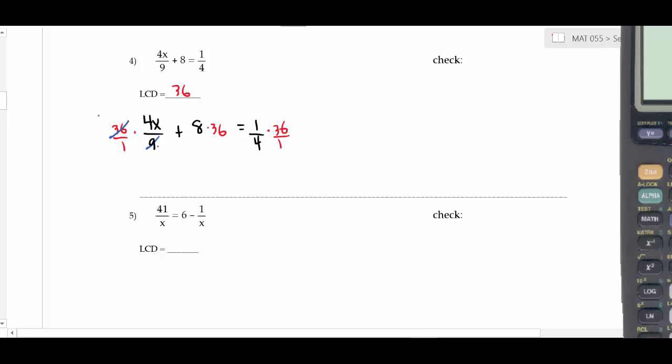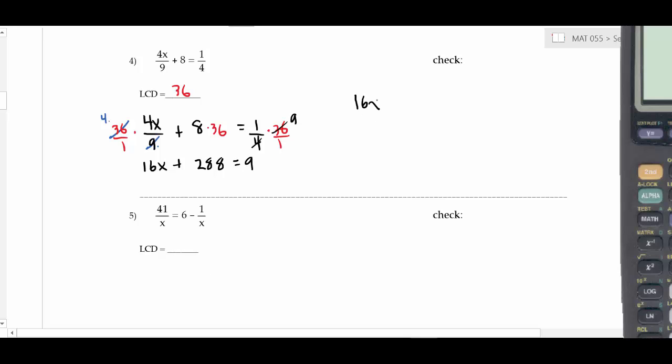9 goes into 36 4 times. So what's 4 times 4? See, it's easier to process that in your head. Then 8 times 36, I think that was 288, is that right? Okay. And then same thing here. 4 goes into 36 9 times, so you're equal to 9 like that.